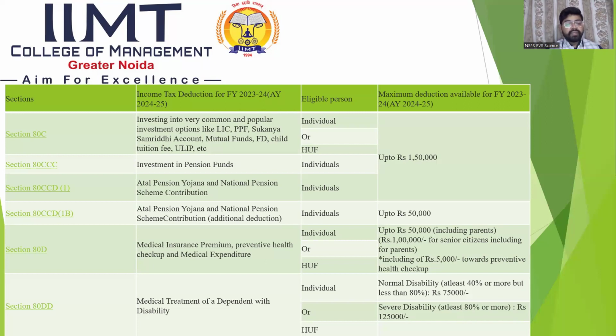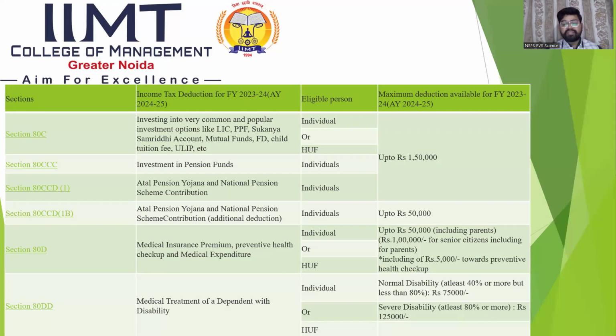Section 80DD, medical treatment of a dependent with disability. If any employer has a dependent person with a disability, then 80DD is applicable, and it is applicable in case of an individual or HUF. In case of an individual, any dependent, and for a HUF, any dependent of the HUF.